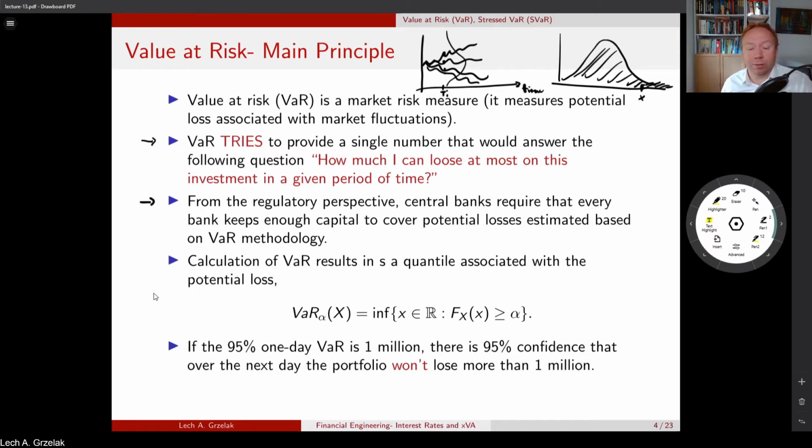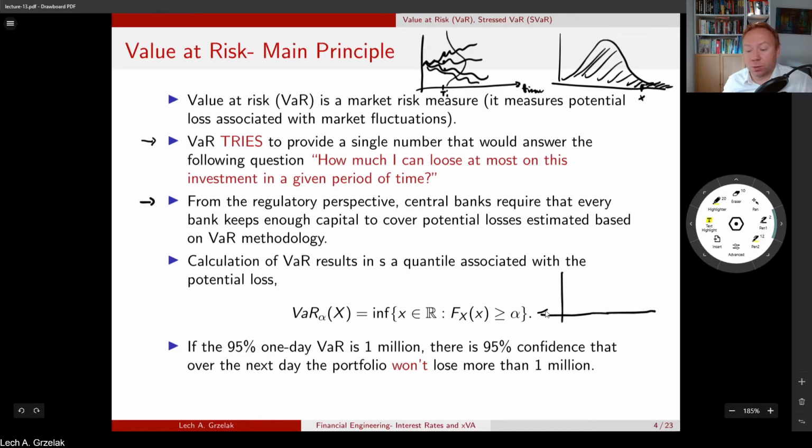Let's take a look now at the definition of VAR. VAR is very much related to what we have seen already before for potential future exposures. It is the infimum of x belonging to the real numbers, with the condition that the CDF of x is bigger or equal to alpha. Essentially, if we think of x as the profit and loss of our portfolio, let's look at the distribution.